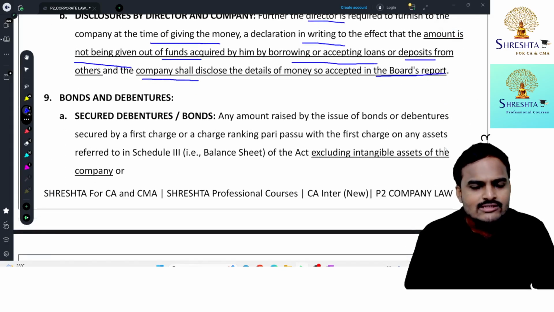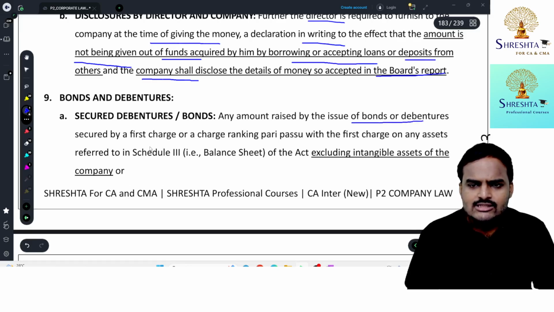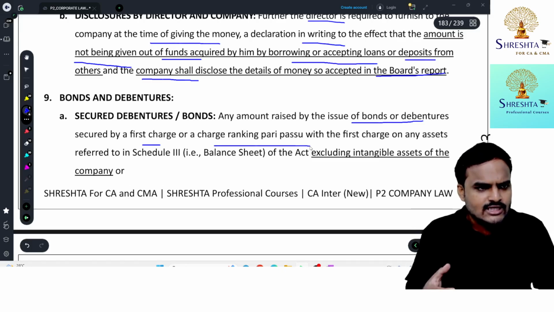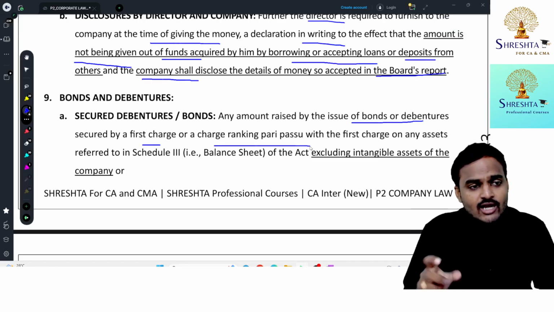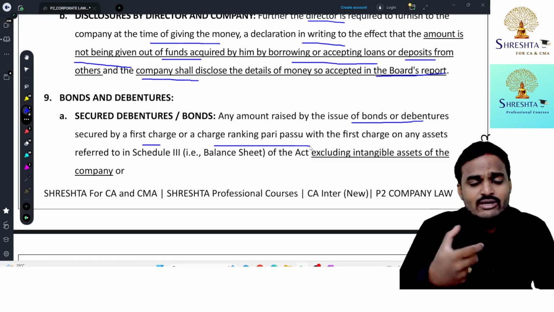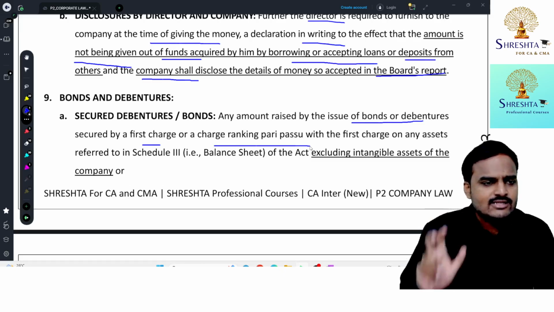Next one, bonds and debentures. Secured debentures, secured bonds, not a deposit. Any amount raised by issue of bonds or debentures secured by a first charge or charge ranking pari passu. That means, not first charge, sir, subsequent charge. However, first charge holder and subsequent charge holders will have same rights, sir.